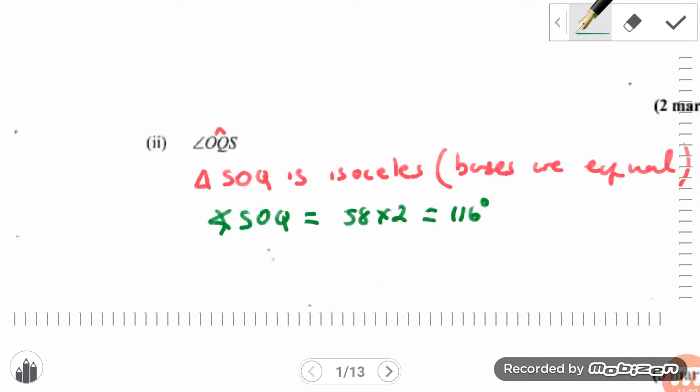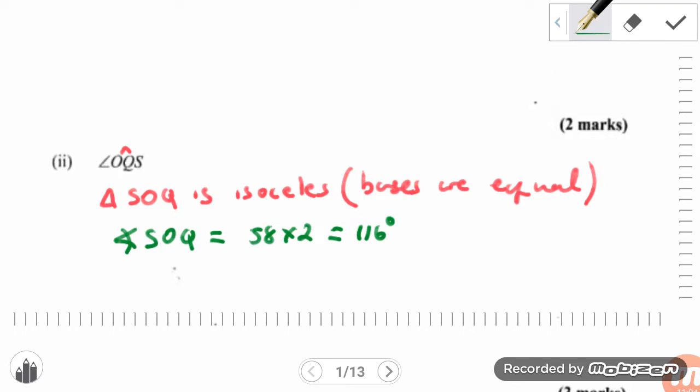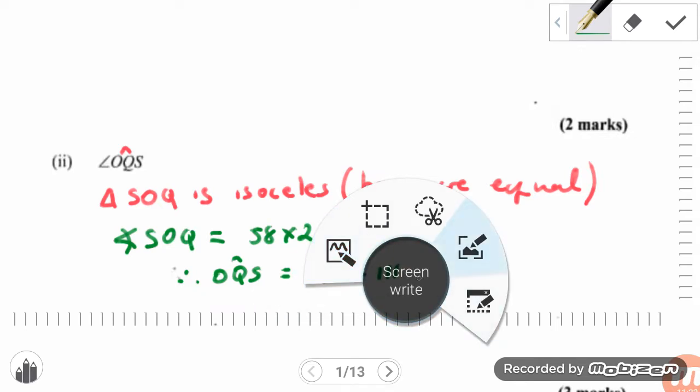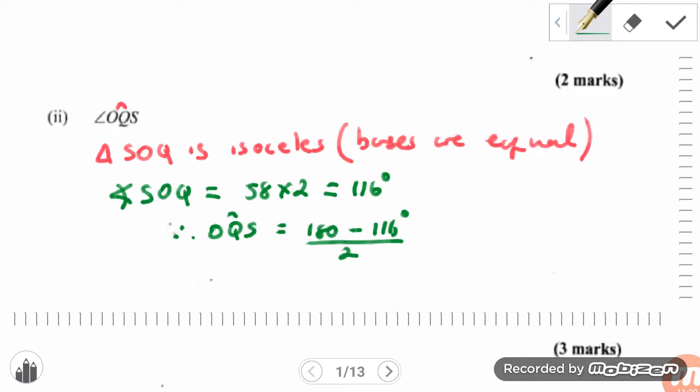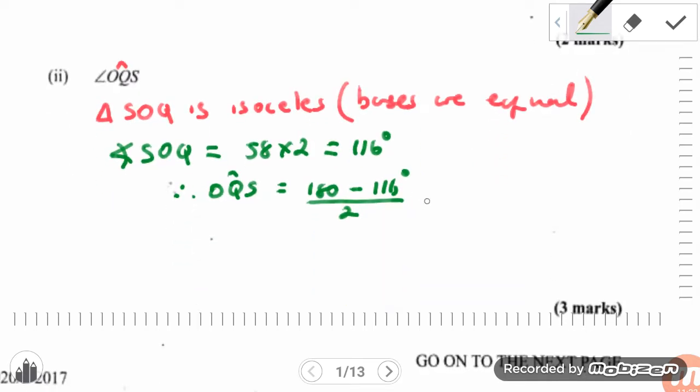Since we already stated that SOQ is an isosceles triangle, we could say that angle OQS, which is the one that we wanted to find, is equal to 180 minus the 116 that we just found, and then all of that result divided by 2. So 116 degrees taken from 180 degrees will leave us with 64, and if you divide the 64 by 2, we get 32 degrees.